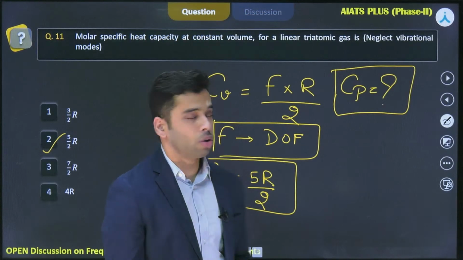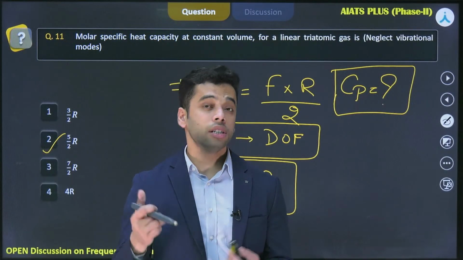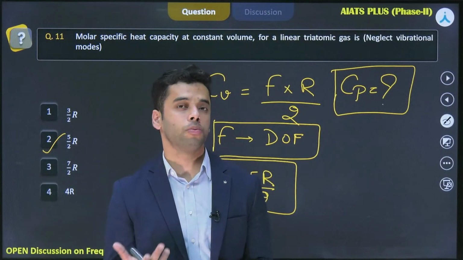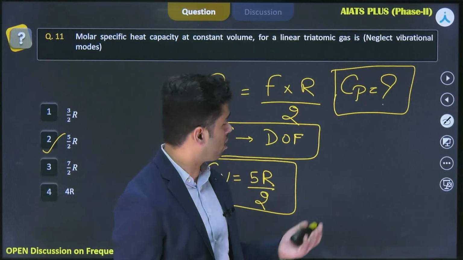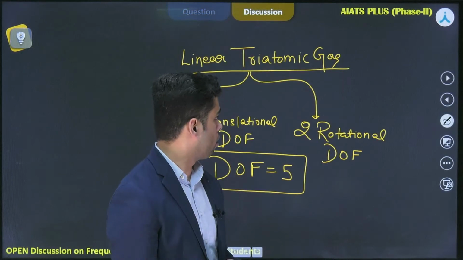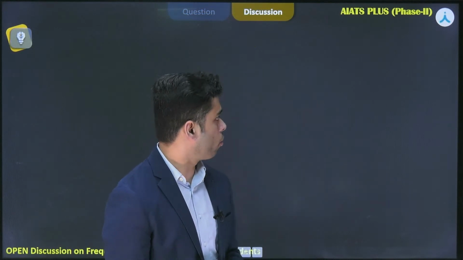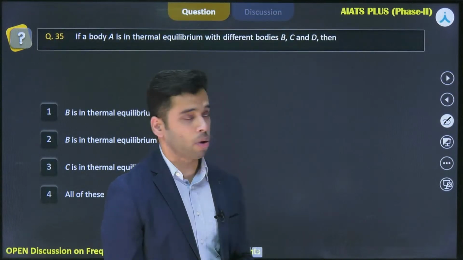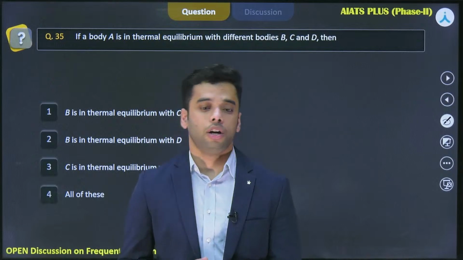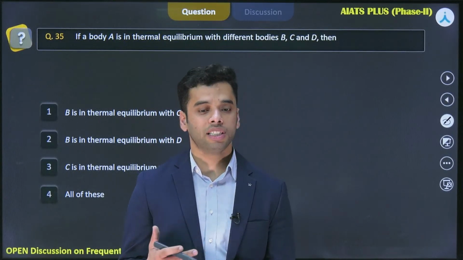Okay, so that's how you deal with such kind of problems. You just need to be clear with the concept of degrees of freedom, and what should be the degrees of freedom associated with different kinds of molecules that have been asked to you, right? So I hope this point is clear to you now. Now let's move forward to the next problem. Not 7 by 2, it should be 7R by 2.